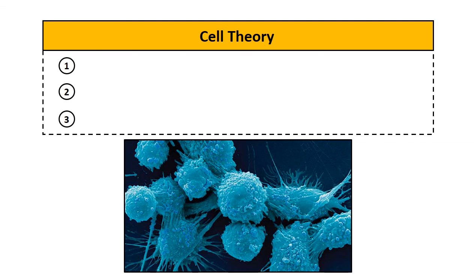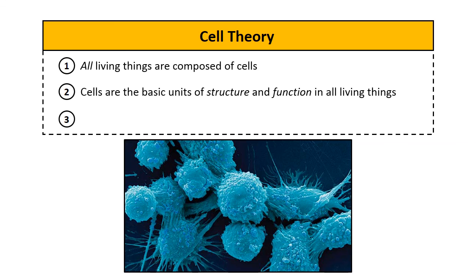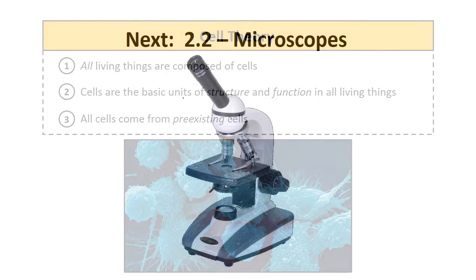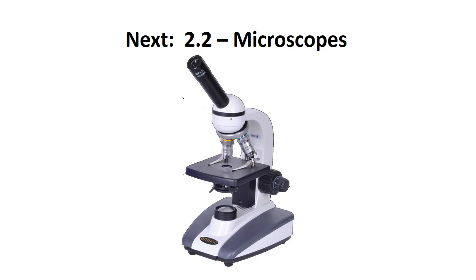All right, let's take a look at what the cell theory actually states. It states that all living things are composed of cells. As of right now, we don't know of any living things that are not made of cells. 2, cells are the basic units of structure and function in all living things. That is, things are made of cells and they are alive and function because the cells function. And then finally, all cells come from pre-existing cells, what Mr. Virchow said. Join us next for 2.2 Microscopes.